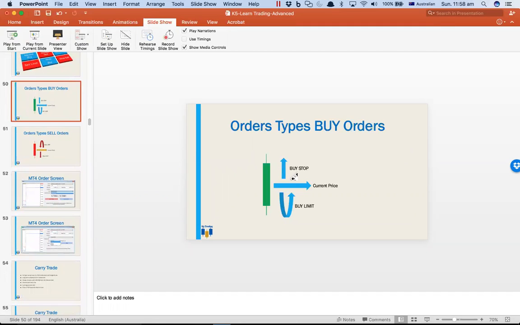So buy stop is, this is your current price, right? And you are not sure that the prices will go up or prices will go down. But your anticipation is that the prices will go up. You want confirmation. So you put your buy order somewhere around here and say if the prices hit this level, then I'm in, and then prices move up, right?